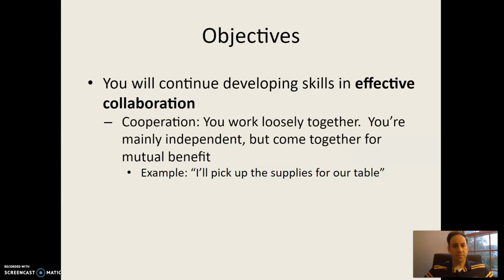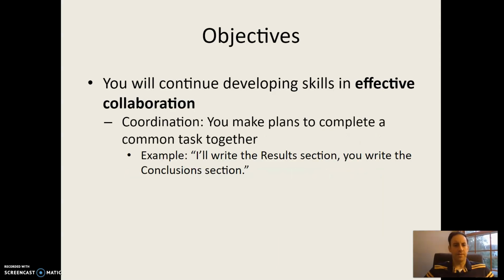And so at the first, most basic level is simply cooperation. That's where you work loosely together. You're mostly independent, but kind of come together for mutual benefit. So an example: hey, I'll go get the supplies for a lab table. That's cooperation, and that's kind of a good thing, but it's not quite what we're shooting for. It's not the same level of collaboration.